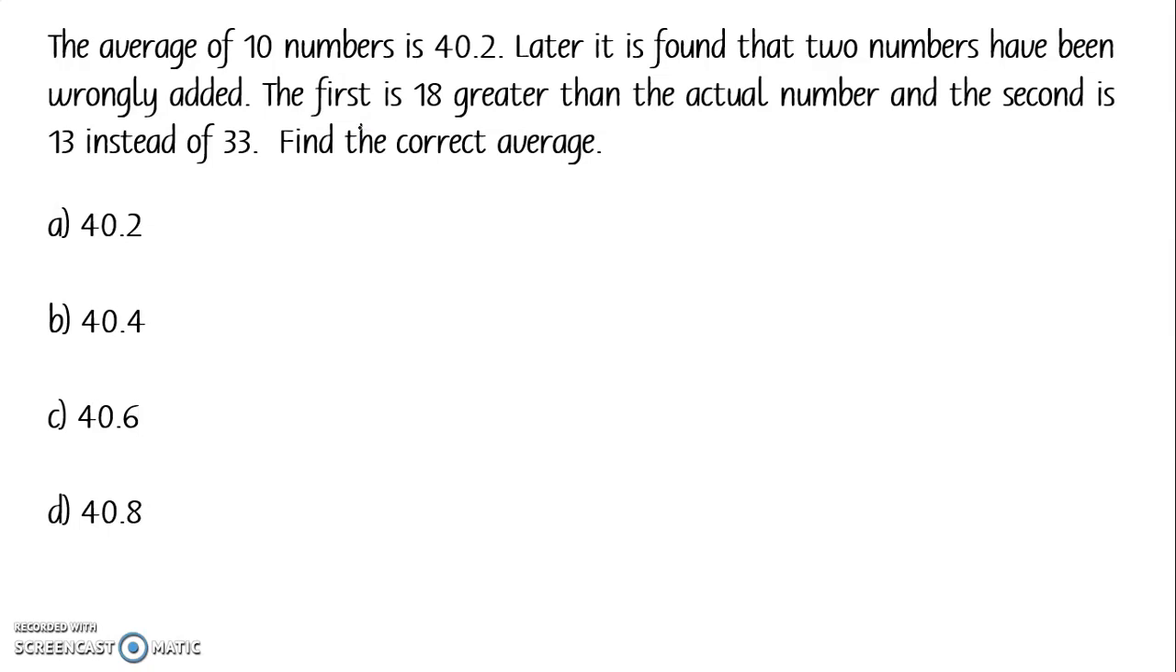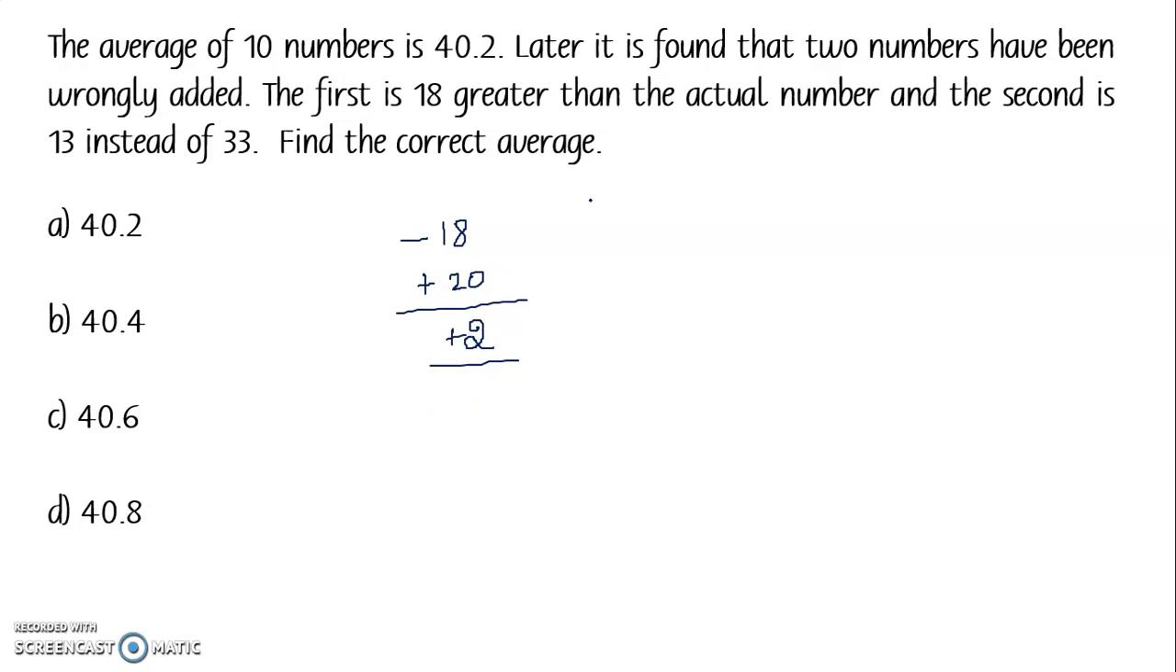So here since they have given two numbers, first there are mistakes in two numbers. The first number is 18 greater than the actual number, so I have to reduce 18 from the total. And the second number is 13 instead of 33, so for the second number I have to add 20. So first number I have to reduce 18, second number I have to add 20. Now let me calculate the total deviation. 18 and plus 20, you get plus 2 as the total deviation.